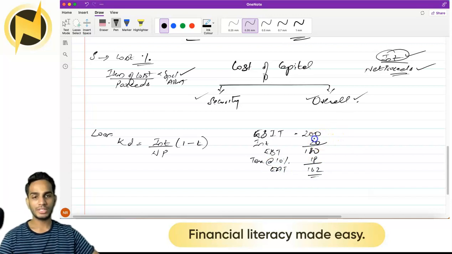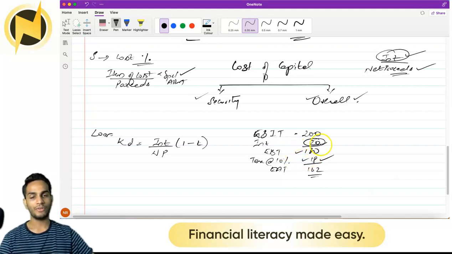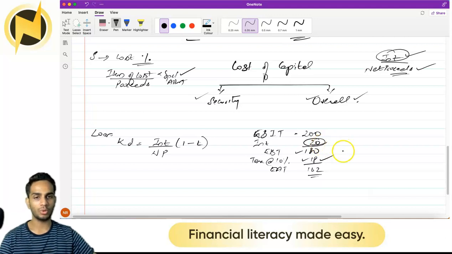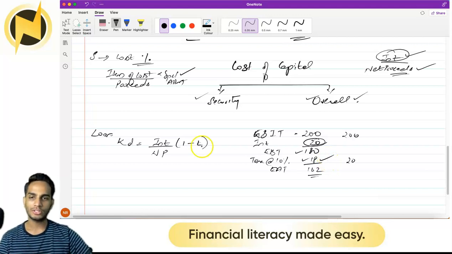Now since I paid interest before paying tax, what happened? My earnings reduced to 180, hence my tax also reduced. If I hadn't paid interest, my earnings would have been 200 and my tax would have been 10% of 200, which is 20. So because of interest, my tax amount reduced. So I have a tax benefit because of the interest payment that I'm making.